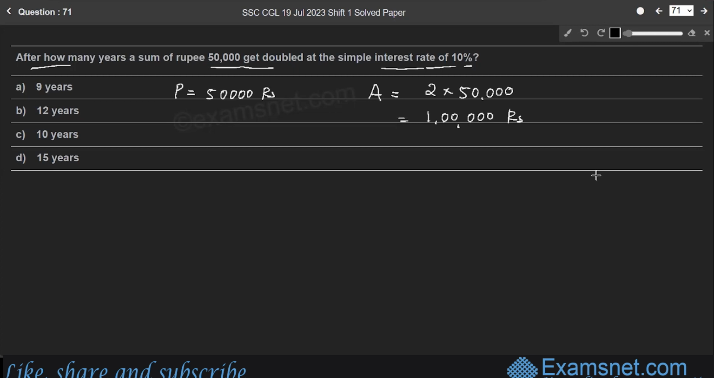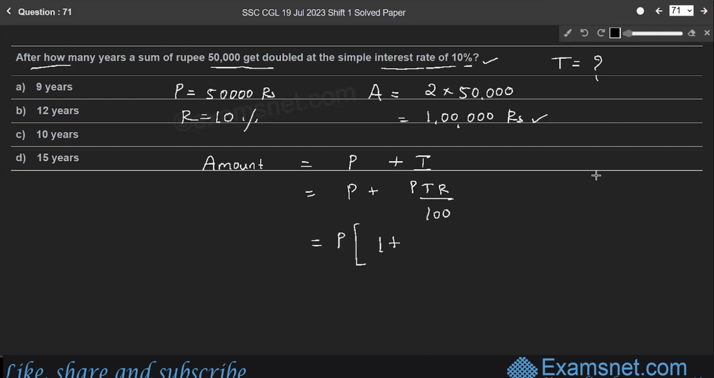So after how many years does a sum of rupees 50,000 become 1 lakh rupees at the simple interest rate of 10%? Here the rate of interest is 10%, and we are going to find the time period. So what is the value of T? For that we are using the formula amount is equal to principal plus simple interest. Very simple formula. Principal plus simple interest, which is PTR by 100. So we'll take principal common here: P into 1 plus TR by 100.